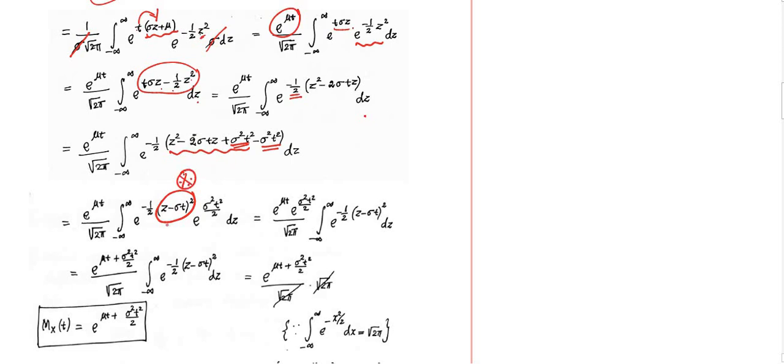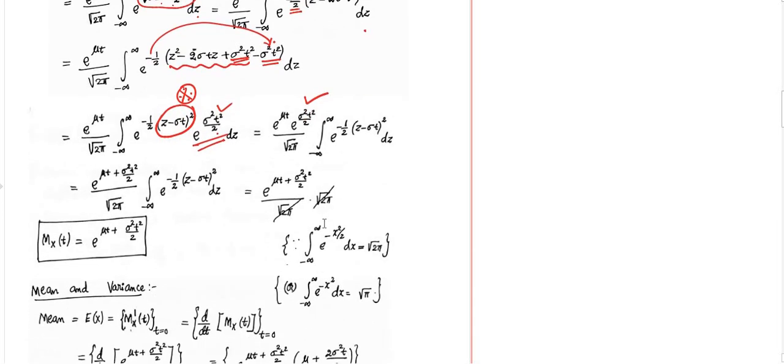We can rewrite the first three terms as z minus sigma t whole square, into the last term, that is e power sigma square t square divided by 2, because minus 1 by 2 into minus sigma square t square will be e power sigma square t square divided by 2, into dz. The next step, this will be rewritten as e power mu t into, here it is constant because we don't have any z variable, so we can take it common, e power sigma square t square divided by 2, whole divided by root 2 pi, integral minus infinity to plus infinity e power minus 1 by 2 into z minus sigma t whole square dz.